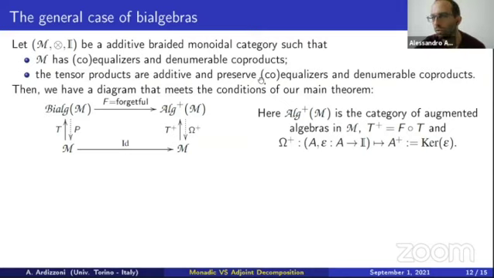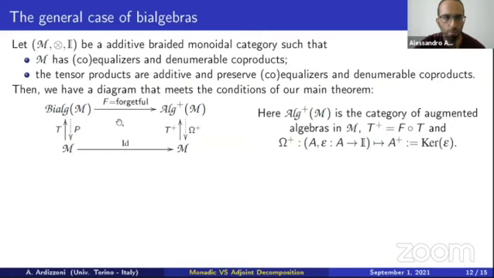Some of these conditions are required just to write down this adjunction. We need the numerable coproducts to write the tensor algebra. We need the equalizers to write the primitive functors as equalizers, and so on. So what is the other part of the diagram? Alg plus of M is just the category consisting of monoids, algebras in M, endowed with an augmentation, so an algebra map into the identity.